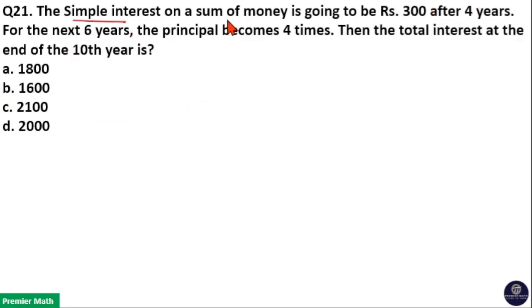Simple interest on a sum of money is going to be rupees 300 after 4 years. For the next 6 years, principal becomes 4 times. Then the total interest at the end of the 10th year is?